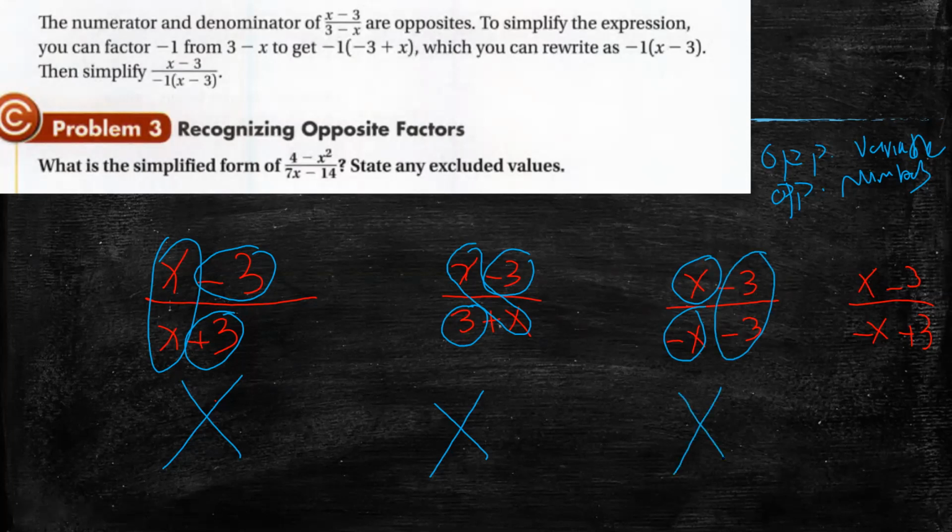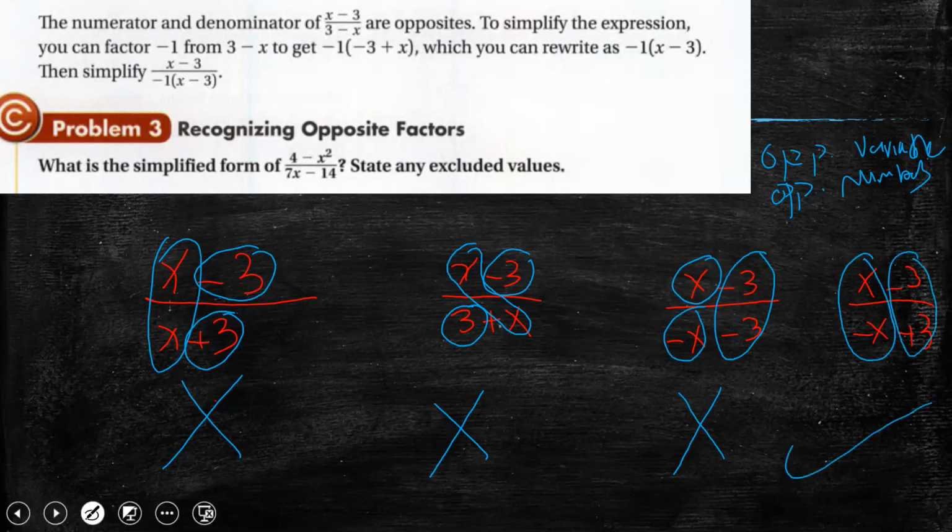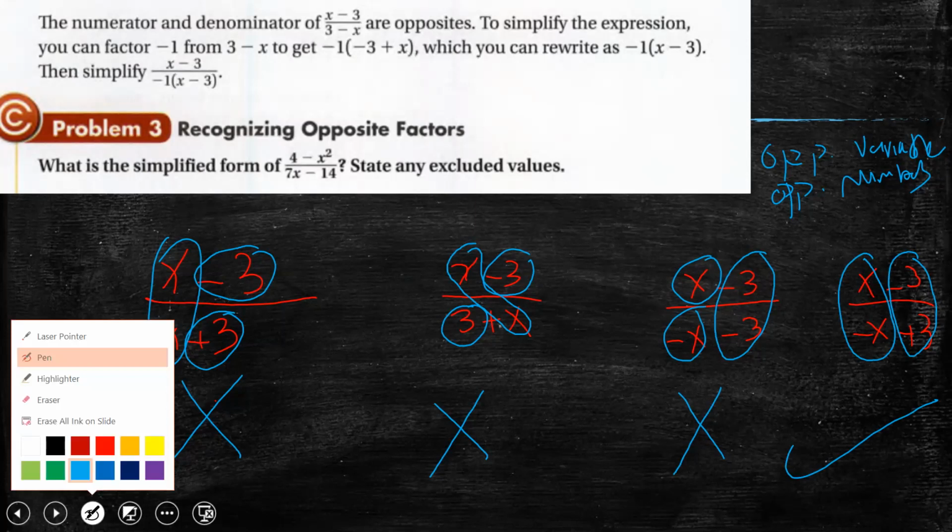So be careful. Now look at the last one here. Did we have an opposite variable? Yes. Opposite numbers? Yes. So in this case, I can simplify it. Is it clear now? So be careful. You have to know when you can say they are opposite factors. Now let's solve problem number 3. But before I continue, is it clear? Yes, teacher. Okay.